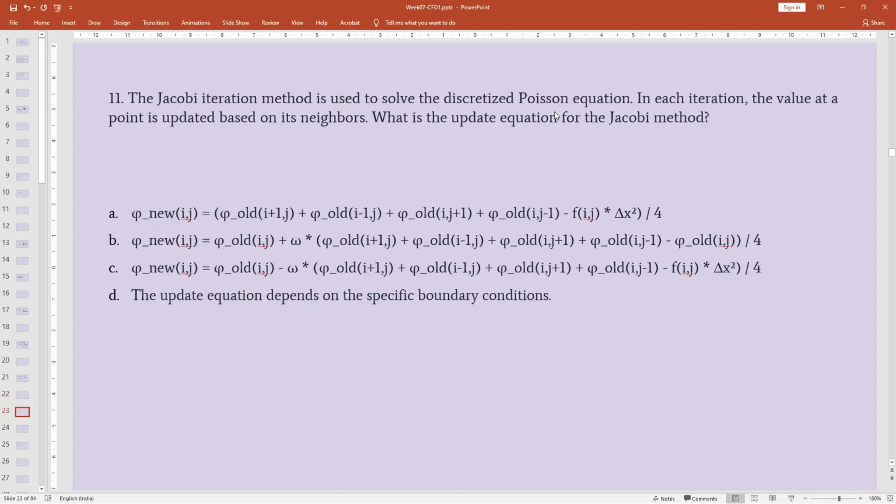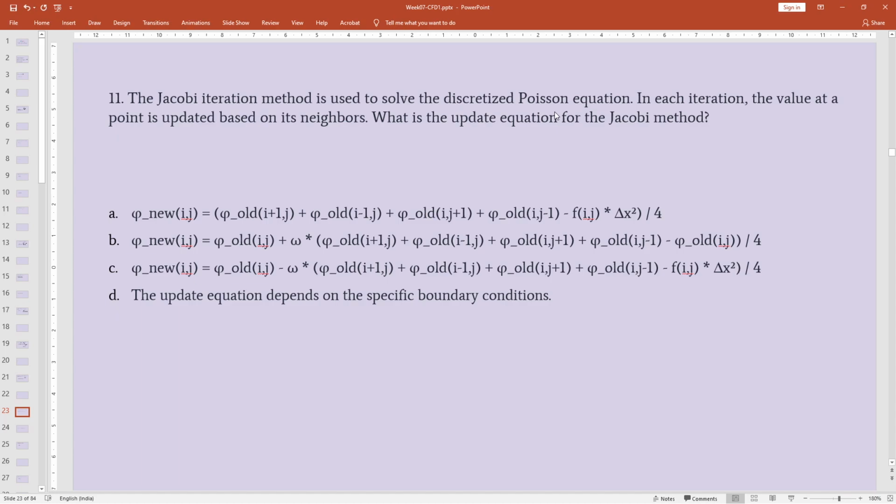The next question is on solving, discretization steps, time step, and iteration steps for schemes. The question is: the Jacobi iteration method is used to solve the discretized Poisson equation. In each iteration, the value at a point is updated based on its neighbors. So what is the updating equation for the Jacobi method?